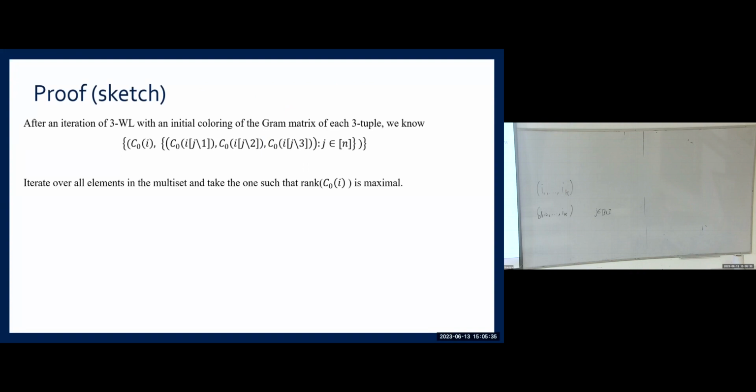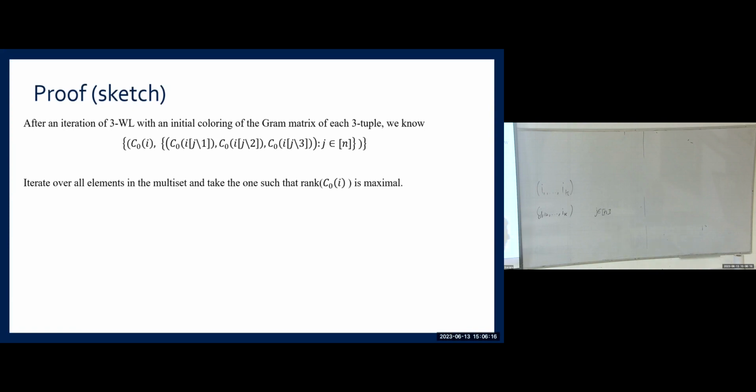Okay, so let's look at what information we have here. One update step of 3WL. We have this set, and all of these initial colorings. How we define the initial coloring is the Gram matrix of the graph defined by the i tuple. So we have a 3 by n point cloud. We only take the indices which correspond to this i tuple and compute their Gram matrix.